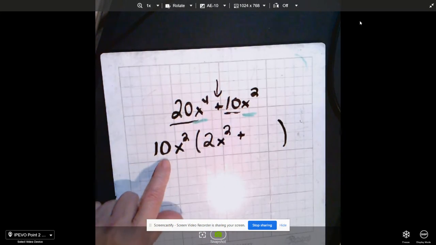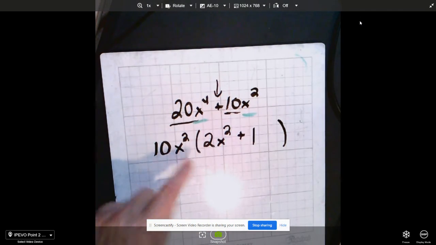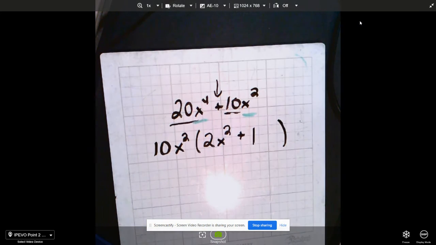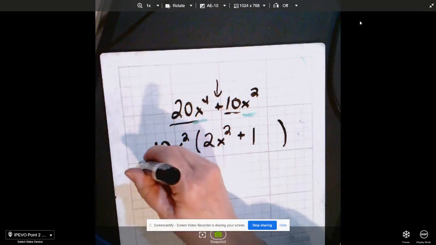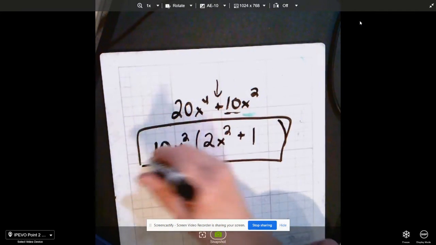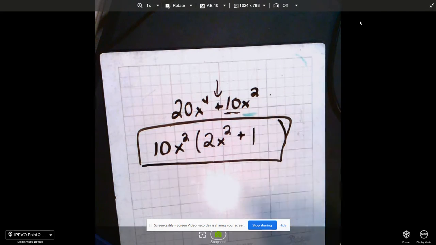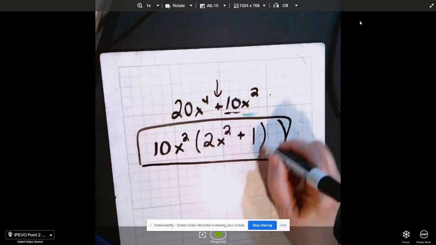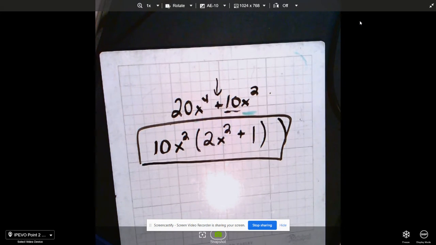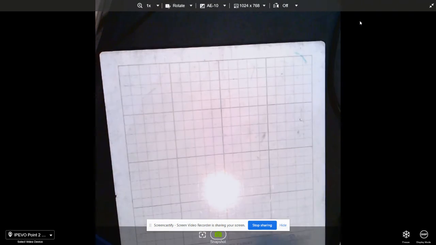What is 10 divided by 10? Well, that would be 1. And x squared divided by x squared is also 1, so it would be 1 times 1, so that's just 1. So this here would be the same thing as this question here, but it would have the greatest common factor factored out. Let's see now how we would do, though, if we had more than just 2 terms.